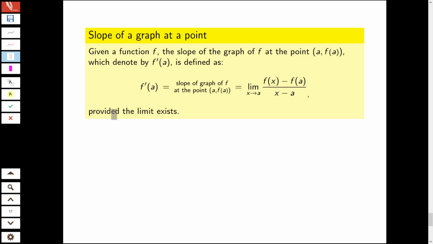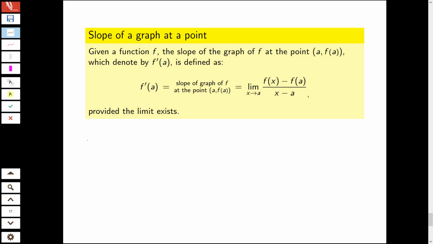We've seen that it's possible that a limit won't exist. Therefore, I need to specify provided the limit exists. If the limit does not exist, then the slope of the graph at this point would remain undefined.